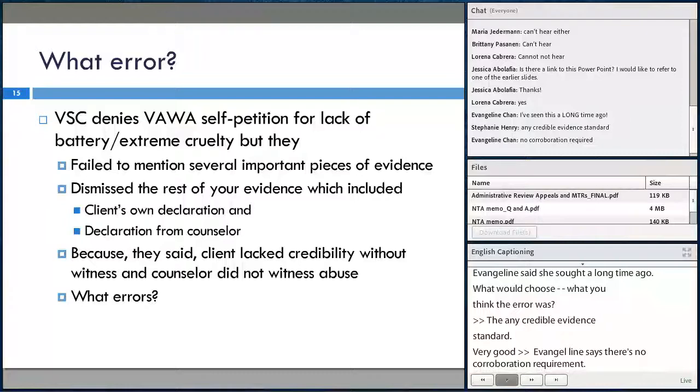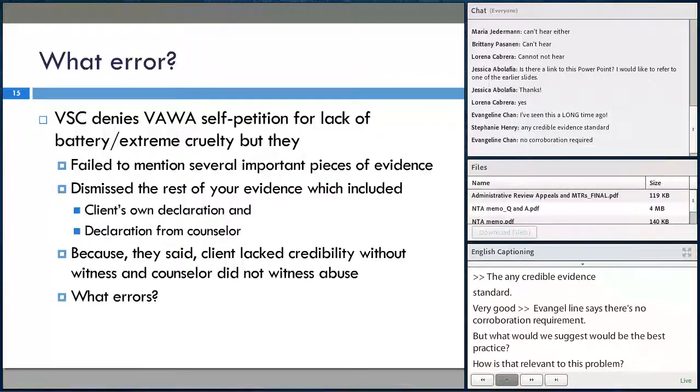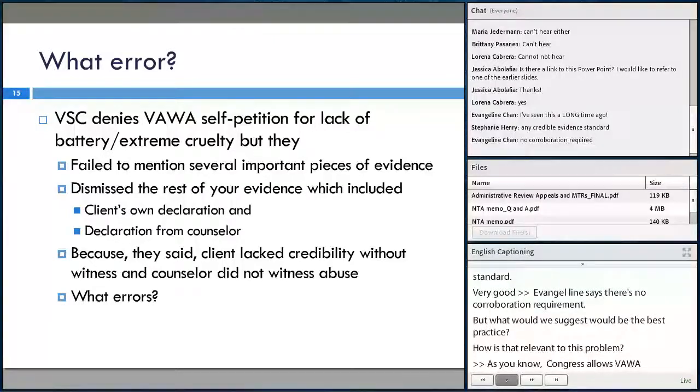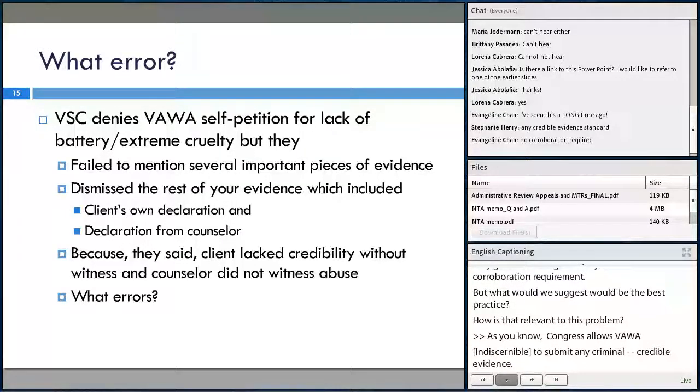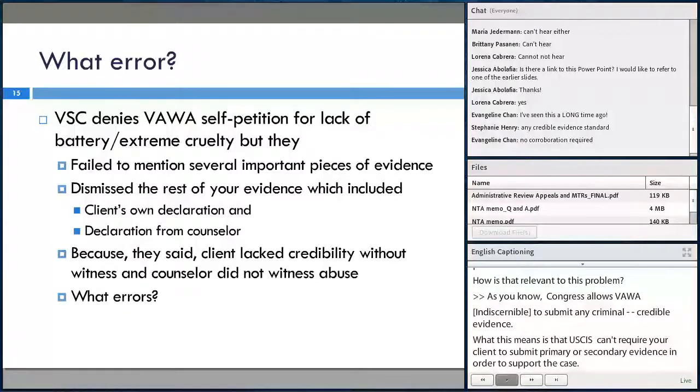So, as you know, Congress allows VAWA self-petitioners and also T and U applicants, for that matter, to submit any credible evidence to support their applications. And so what this means is that USCIS can't require your client to submit primary or secondary evidence in order to support their case. And so when USCIS is saying that your client lacks credibility because there's no first-hand witness, and they discredit the corroborating declaration from the counselor just because the counselor didn't personally witness the abuse, that is a violation of the any credible evidence standard because they're requiring primary evidence here, which is not allowed.